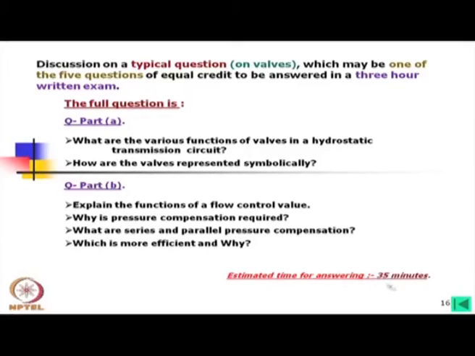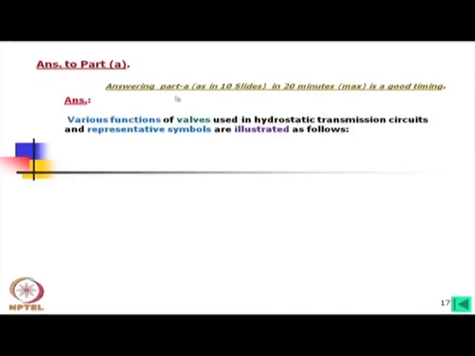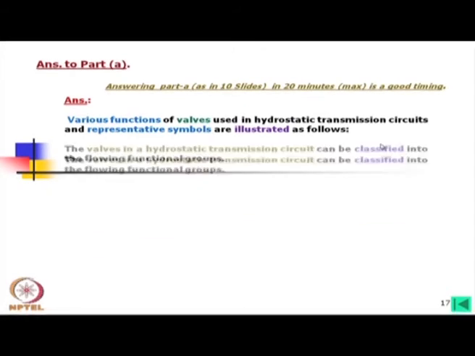Now, the estimated time for answering will be around 35 minutes. Let us see. I will discuss very quickly, but you may get 35 to 40 minutes to answer this question. Answering part A, various functions of valves used in hydrostatic transmission circuits and representative symbols are illustrated as follows.